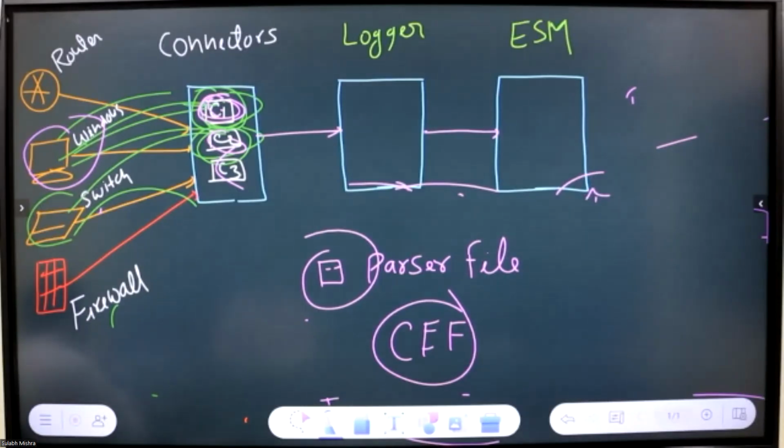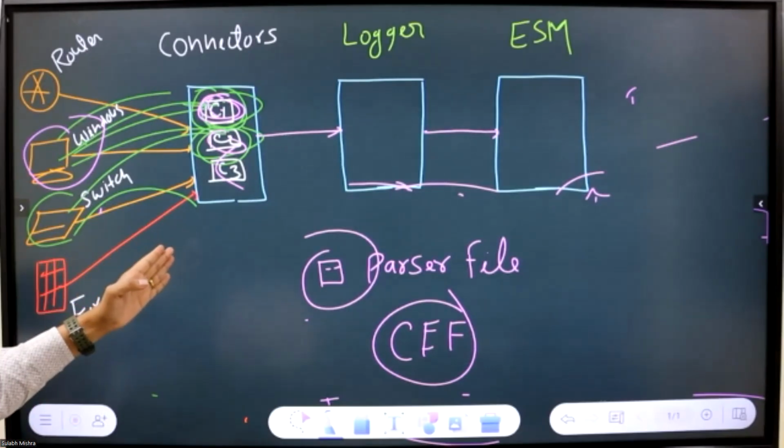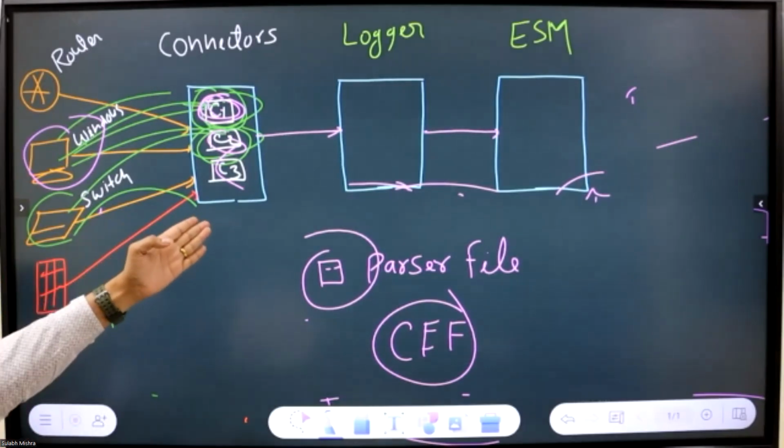So in the definition, you have written once it collects the logs, it parses the logs, you understand parsing. It normalizes the logs, you understand normalization, right? It filters out the logs. Filter out means sometimes in your connector, some logs will come which are not required.